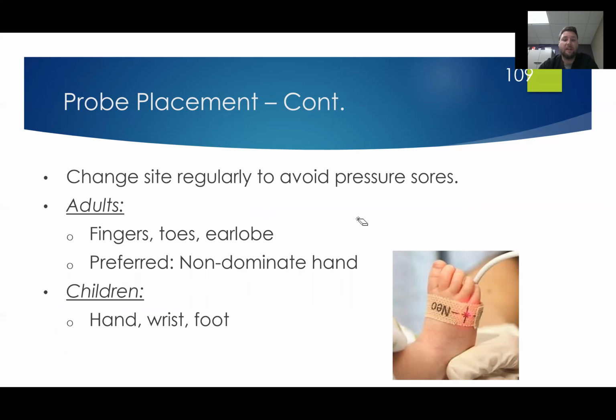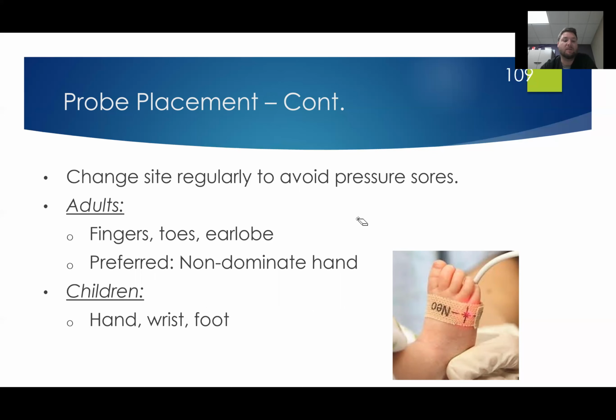So make sure that you change your pulse ox sites regularly. Nobody wants to have this thing wrapped around their same finger for a week straight. Make sure you rotate fingers and all that kind of stuff. You can use fingers, toes, earlobes. Try to use the non-dominant hand. So if somebody's right-handed, try not to put it on the right hand because they're going to be using that hand a lot and it's just going to be annoying for them and it's not going to read very accurately because they're going to be moving around so much.